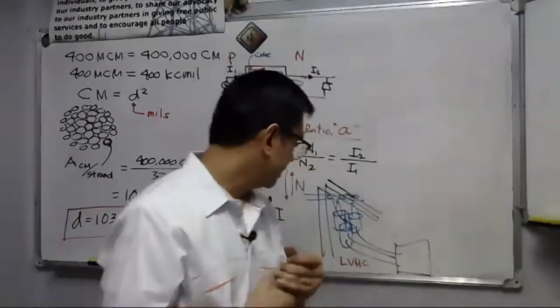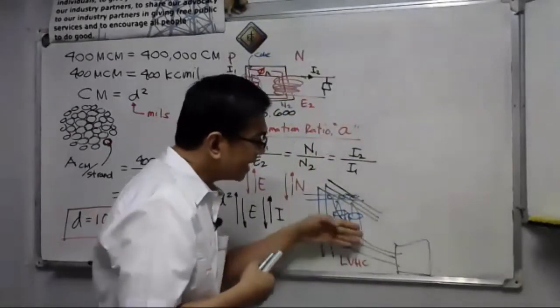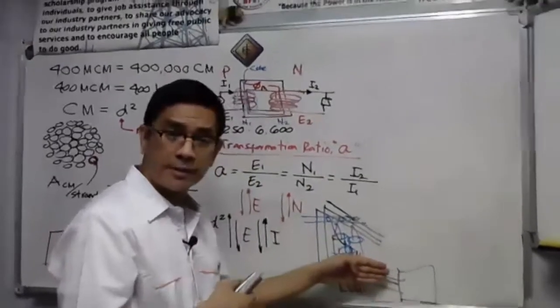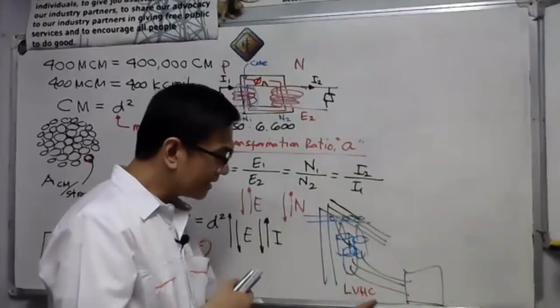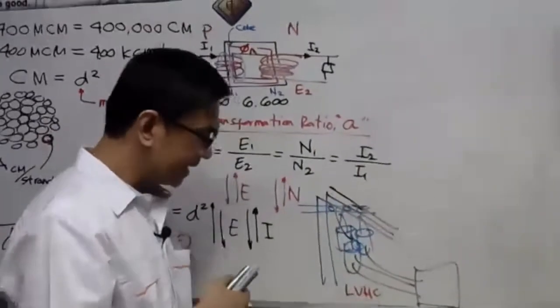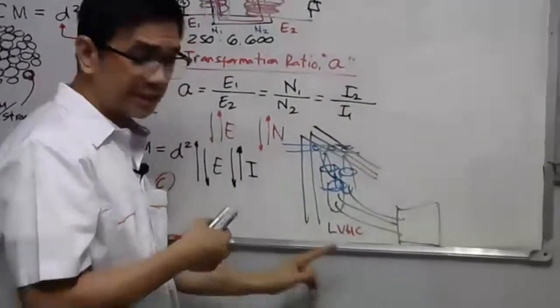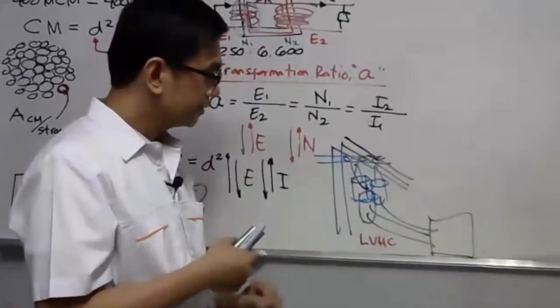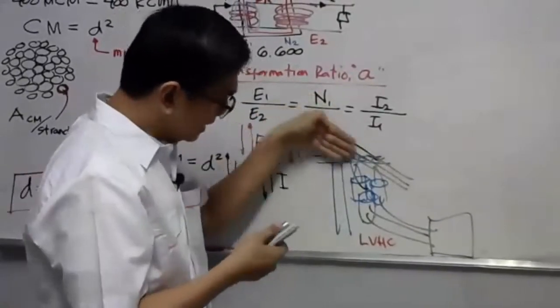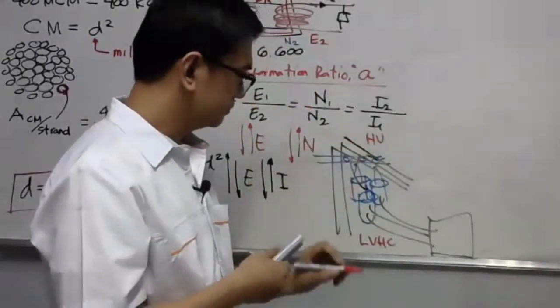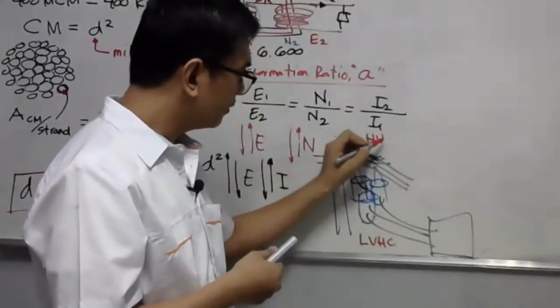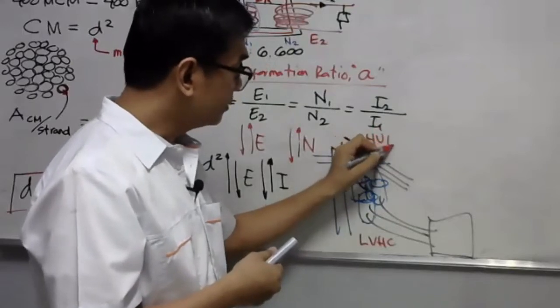Okay? So let us continue here. This has a larger size of wire. A larger size of wire will have a higher current, a higher current side, but it is the low voltage side. So meaning, the primary of your transformer is the high voltage side, but it is low current.